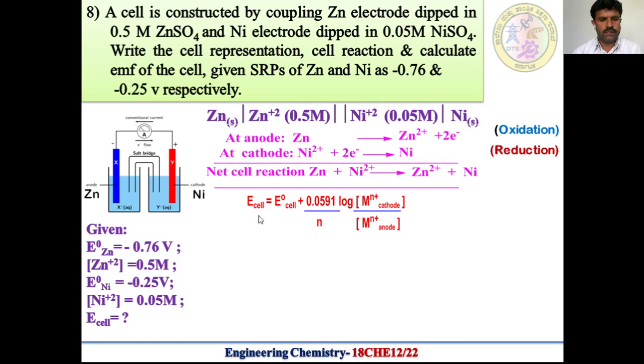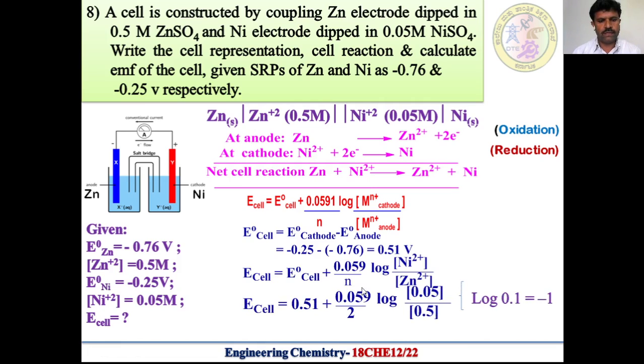And EMF of the cell is equal to E naught cell plus 0.0591 divided by n, log of concentration of the solution at cathode divided by concentration of the solution at anode. So let's calculate the E naught cell value. E naught cell is equal to E naught cathode minus E naught anode, that is equal to minus 0.25 minus of minus 0.76 volt, that is equal to 0.51 volt. Next, let's substitute the values.